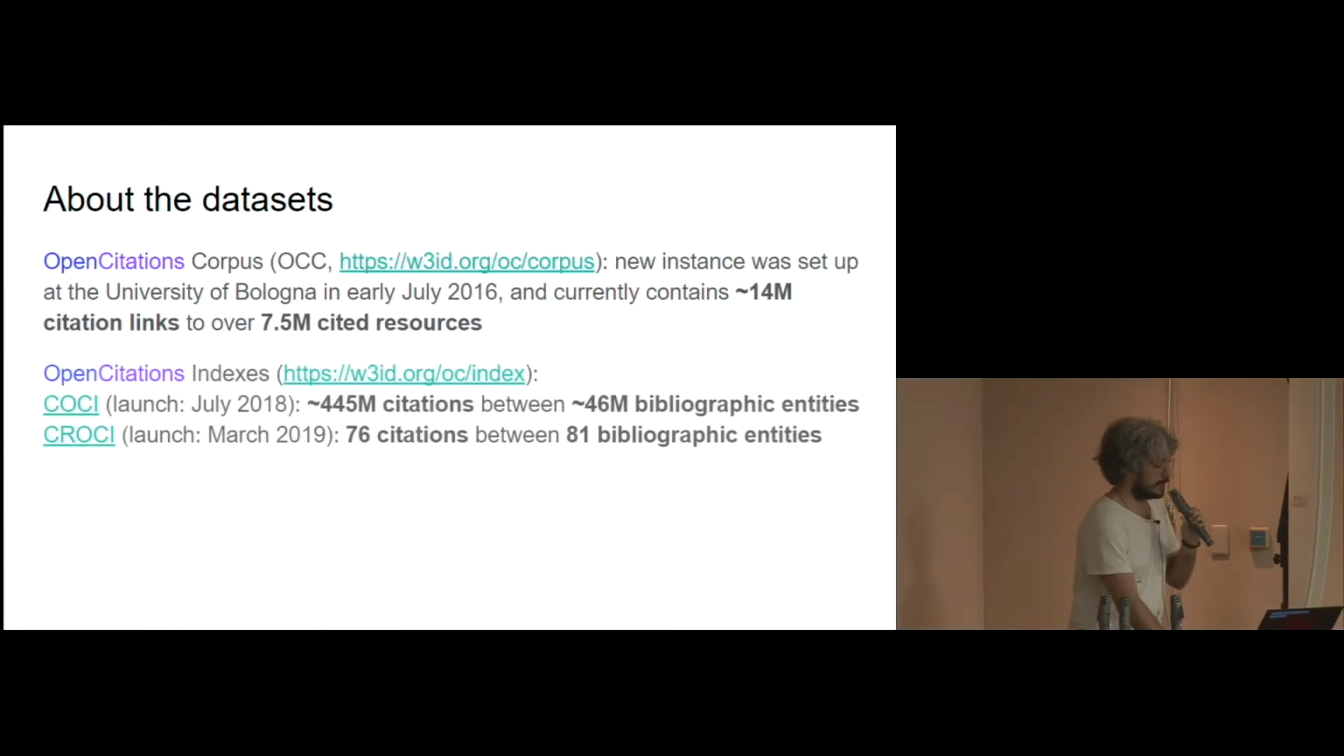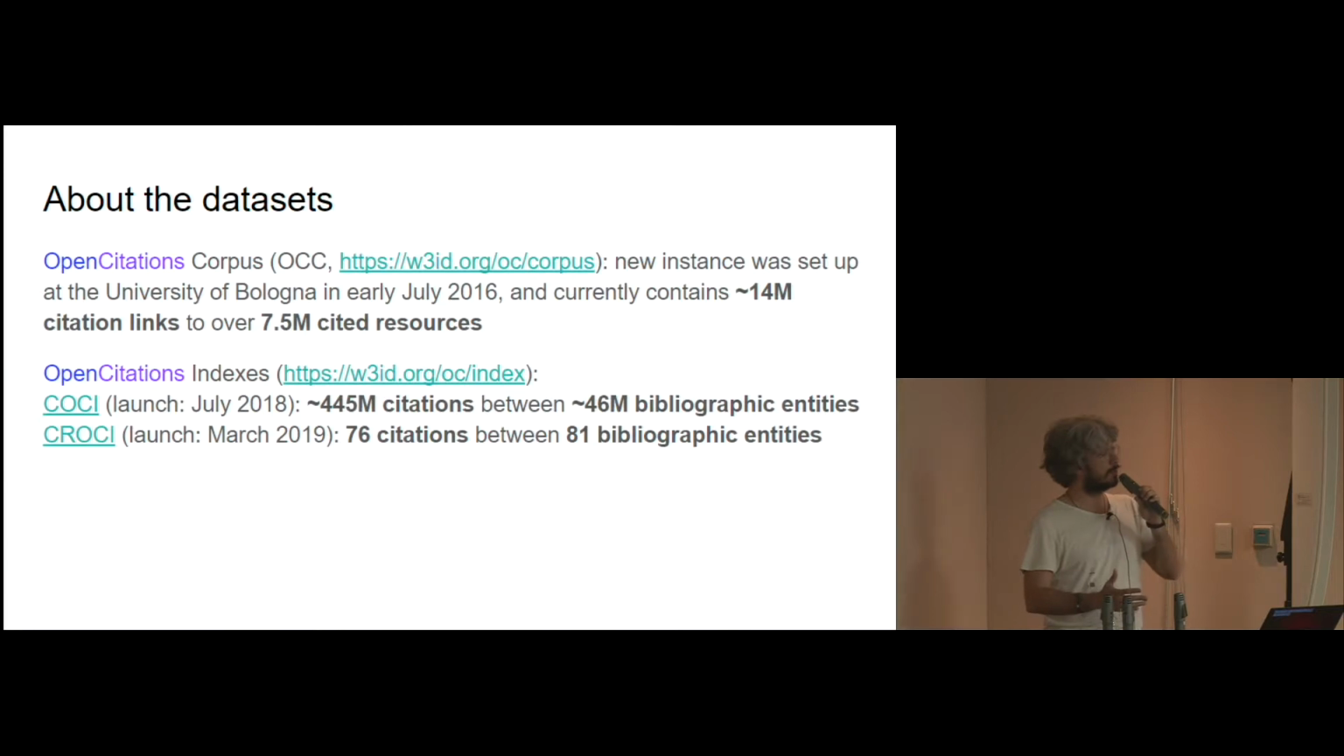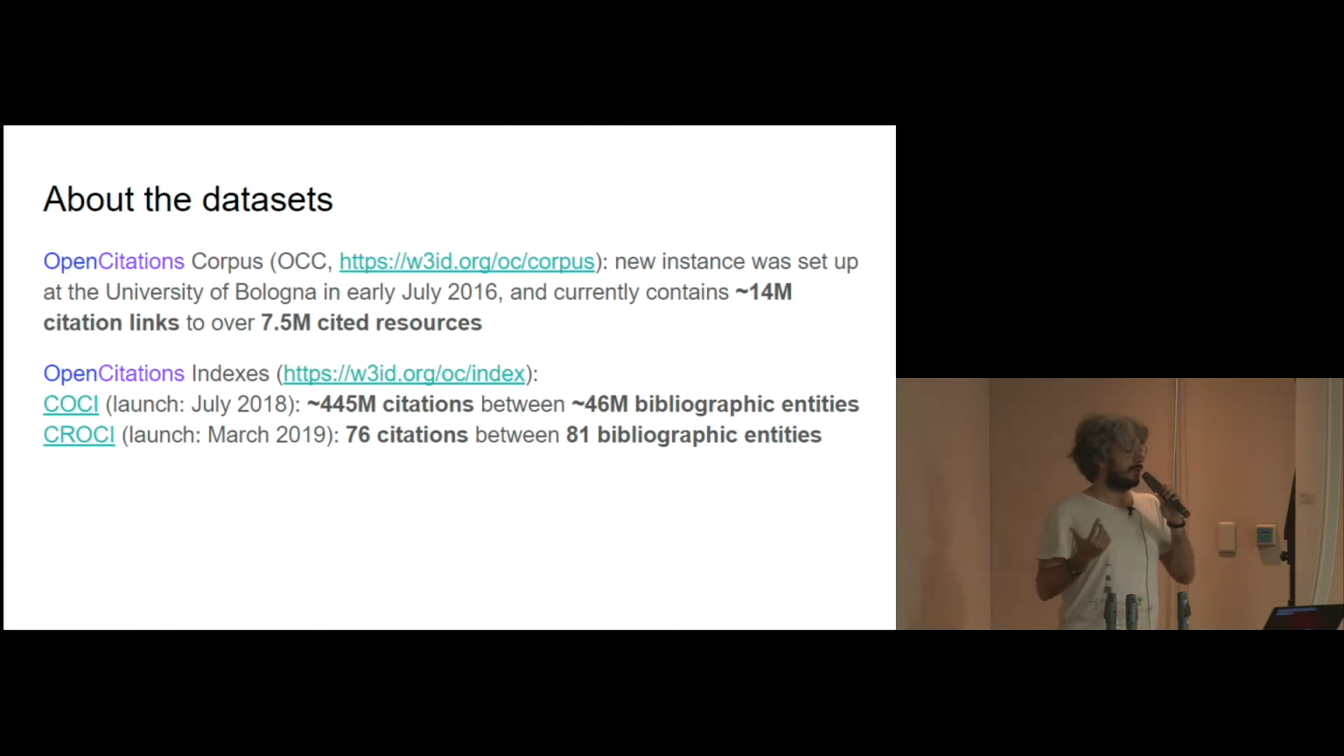And about the datasets that we are handling, there are two different kinds of dataset. The first one is called the Open Citation Corpus, which is the original one, and now contains 40 million citation links between 7.5 million cited resources.